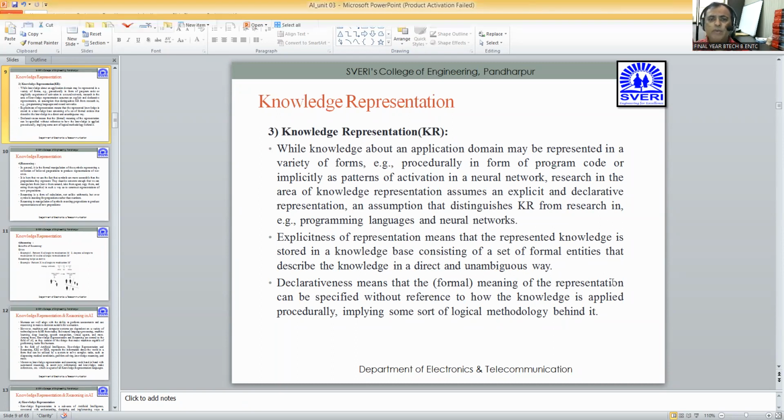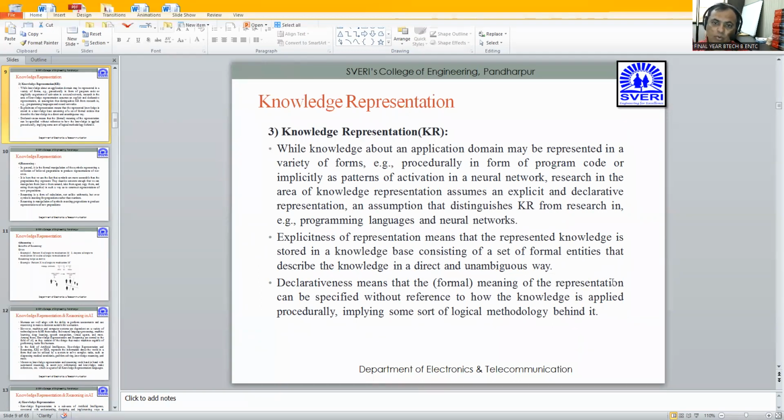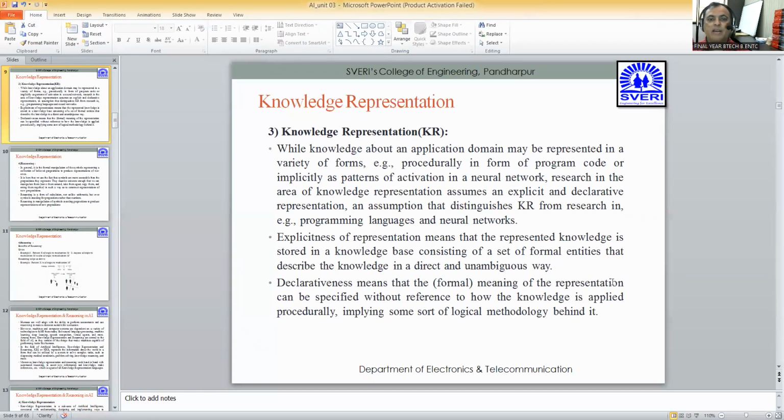अगर एप्लीकेशन डोमेन में नॉलेज को रिप्रेजेंट करना है तो कौन से फॉर्म में हम रिप्रेजेंट कर सकते हैं? एप्लीकेशन डोमेन में नॉलेज को रिप्रेजेंट करना है तो कैसे कर सकते हैं? Patterns of activations, program code, patterns of activations in neural networks, declarative representation, and then some of the programming languages and the neural network. All these ways are helpful to represent the knowledge about the application domain.